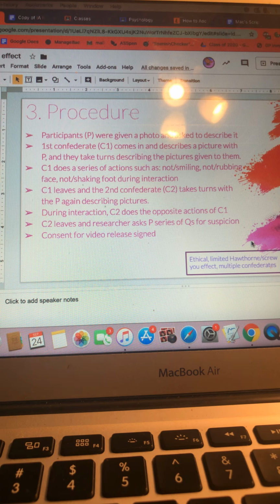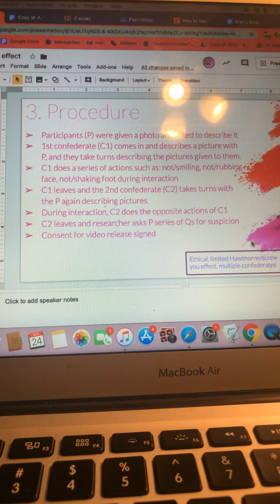And then after that, consent for video release was signed and asked for by the participant because they needed consent in order to examine the data.